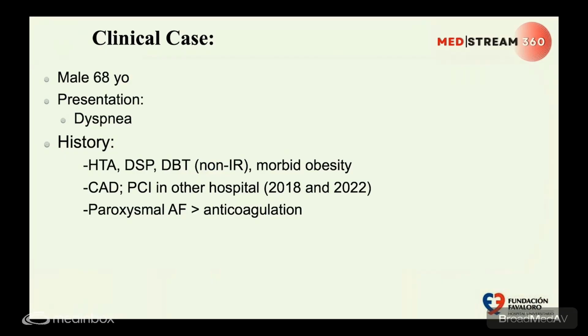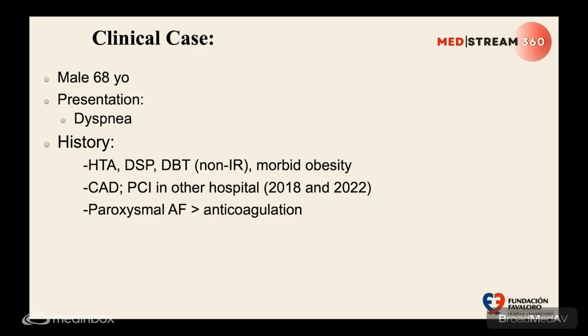Next. So this is a relatively young patient, a 68-year-old male, presenting with dyspnea. He has a history of hypertension, dyslipidemia, and non-insulin-requiring diabetes, but the main problem is morbid obesity, and this is probably the reason why he's here with us. He also suffered from coronary artery disease. He received a PCI in another hospital in 2018 and 2022.